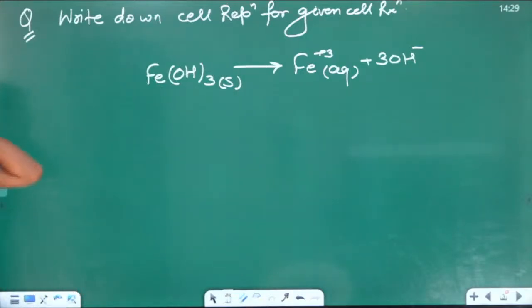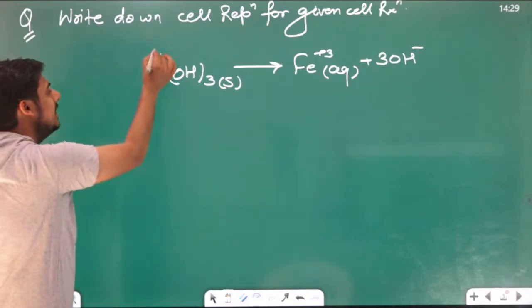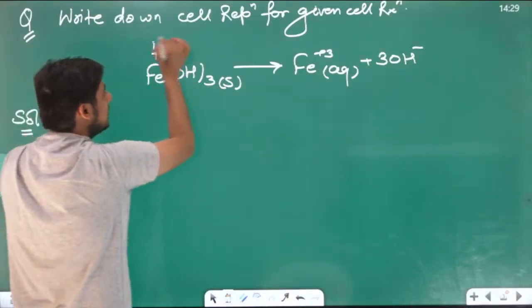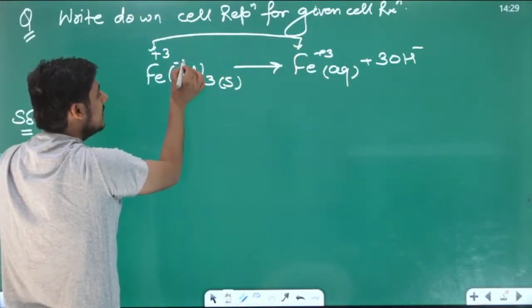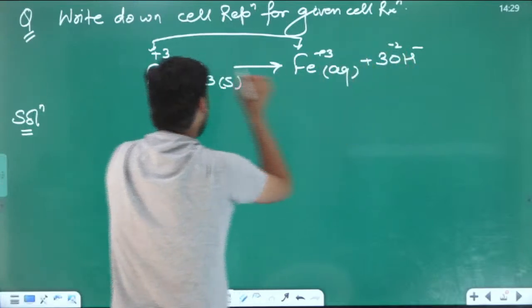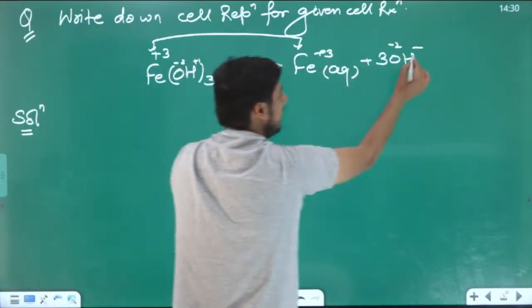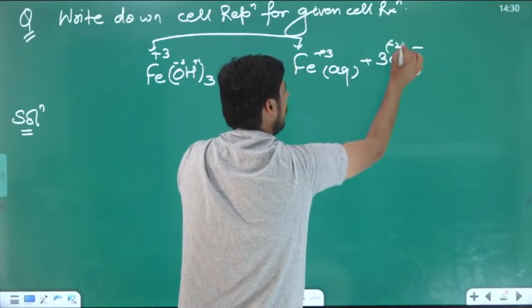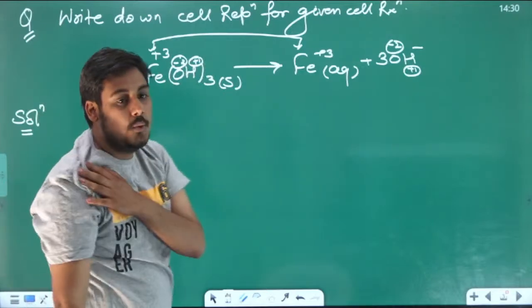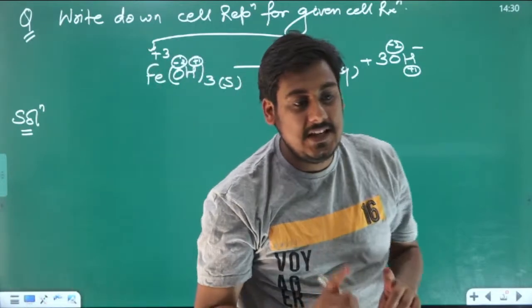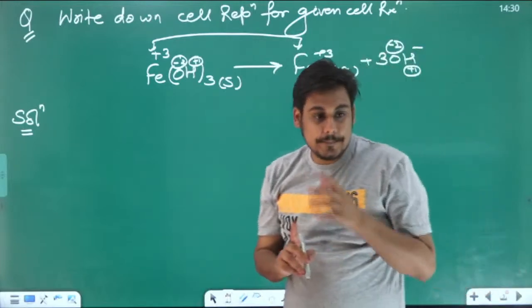Okay, so try to write down the cell representation for the given cell. How will you solve it? Again, this is a disproportionation reaction. First find out the oxidation state. Here Fe is in +3 and it is still in +3, so you will see no change in the oxidation state. Oxygen is in -2, here also oxygen is in -2. Hydrogen is in +1 oxidation state, here also hydrogen is in +1. So by looking at the oxidation state, you will not be able to find out which species is getting oxidized and which one is getting reduced.